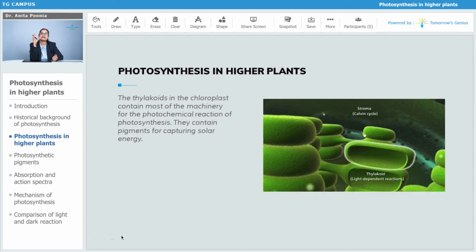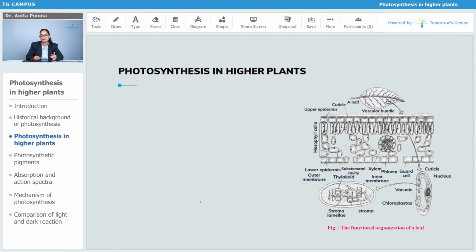The thylakoid in the chloroplast basically contains most of the machinery required for the photochemical reaction of photosynthesis. So it is the thylakoids which consist of most of the machinery. They contain the pigment for capturing solar energy. That very special pigment is enclosed in the thylakoids.